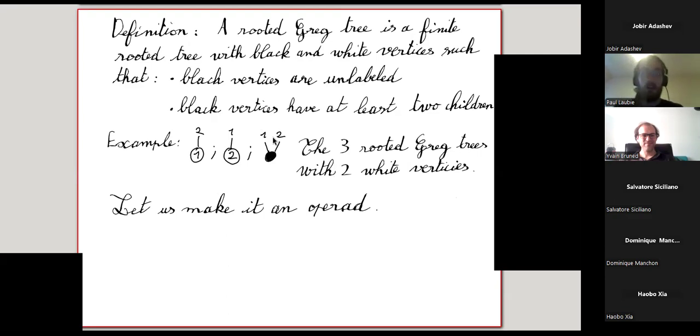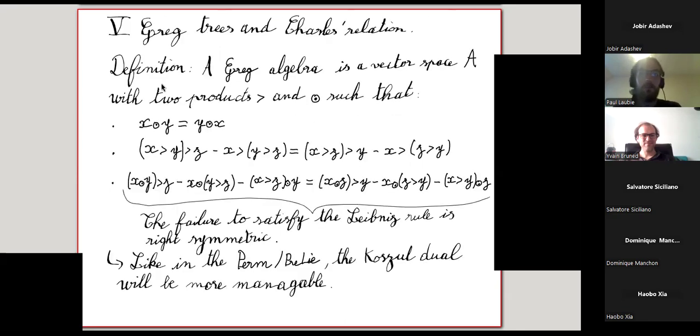So now we can make this combinatorial object into an operad. But since I don't really want to work at the level of operad and more at the level of algebra, I will directly give you the definition of a Greg algebra once we have defined the Greg operad. So a Greg algebra is a vector space with two products. The first one, the arrow, is a pre-product, and the second one is a commutative non-associative product.